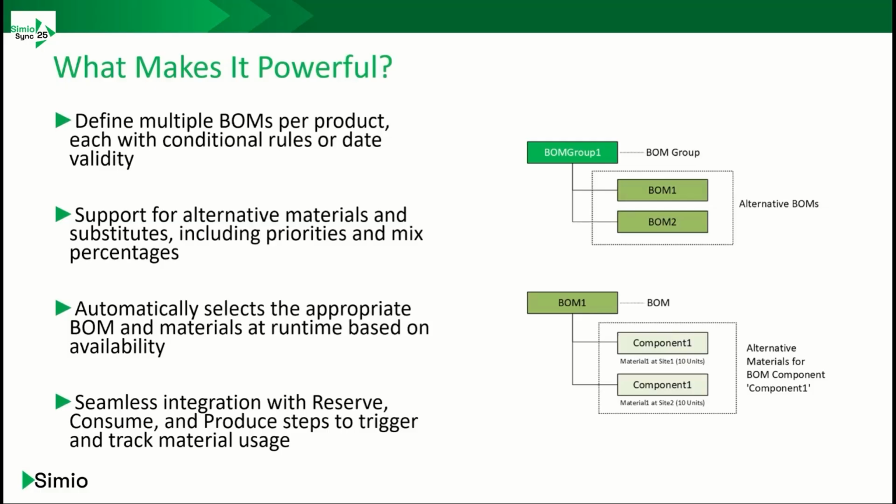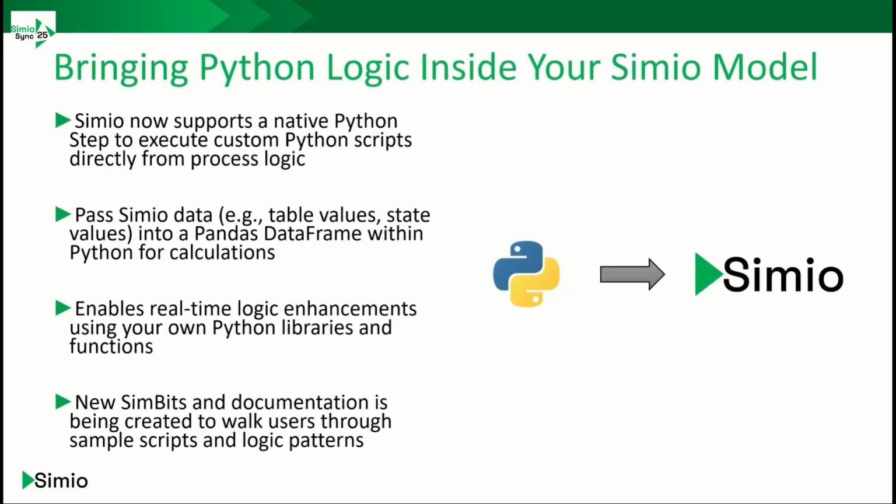This turns your simulation into a fully dynamic environment that reflects real-world constraints, sourcing logic, and changeovers. One of the biggest updates in Simio version 19 is this. You can now run Python directly inside of your Simio model. Simio now supports native Python steps, which means you can execute custom Python logic as part of your process logic using a new scripted step type.